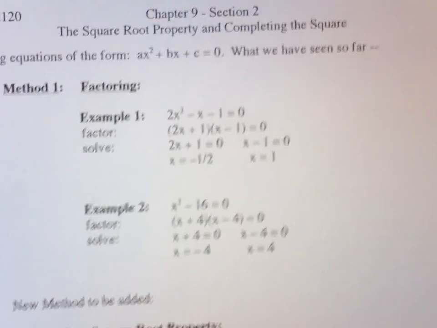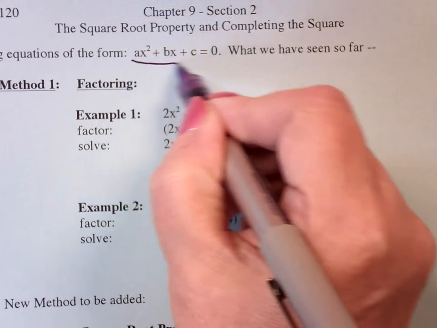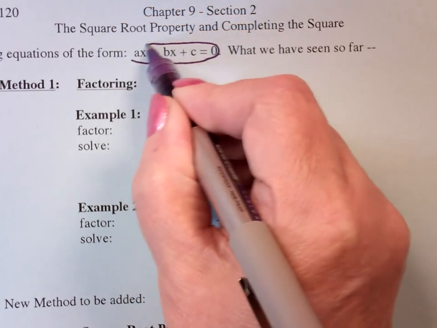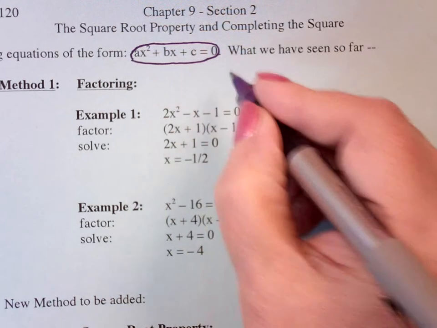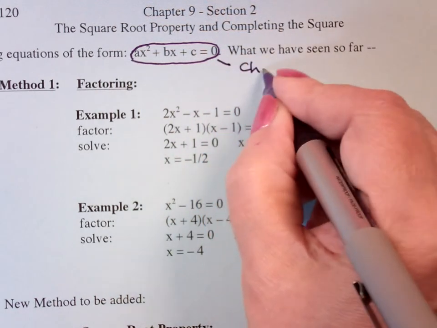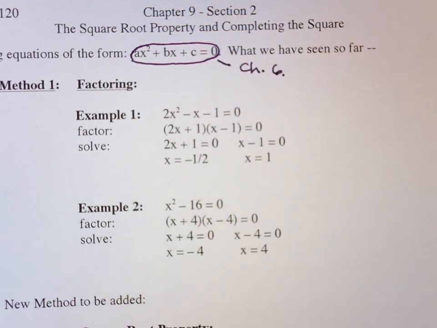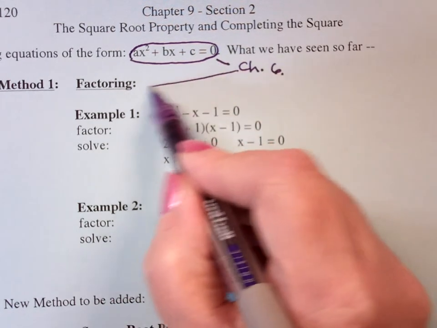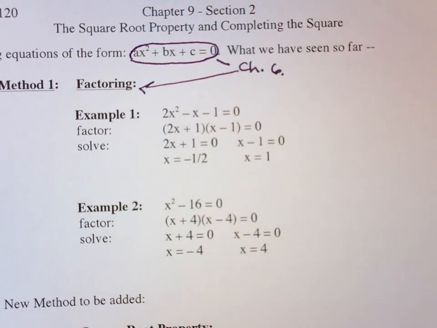We're going to be solving equations of the form ax squared plus bx plus c equals 0. We've been there, done that, originally in Chapter 6. And in Chapter 6, the method we used always was factoring. But unfortunately, most real-world problems don't factor. I would say 99.9% of real-world problems don't factor, and every now and then you'll run into a formula that does.